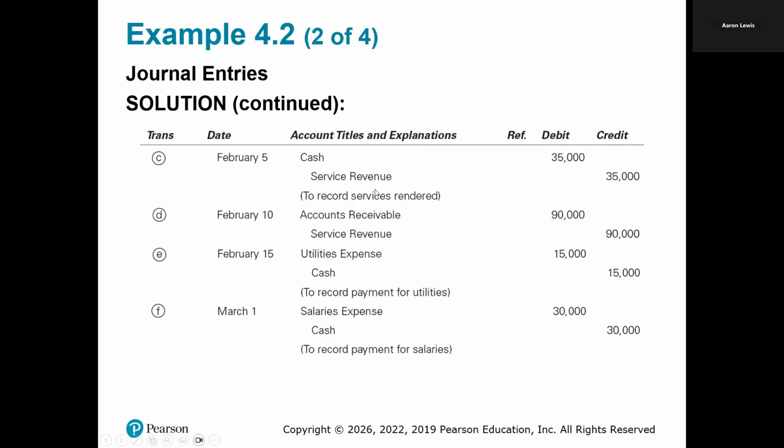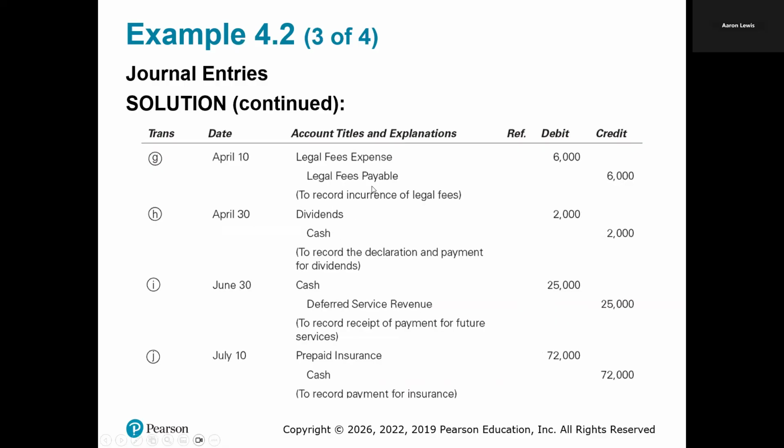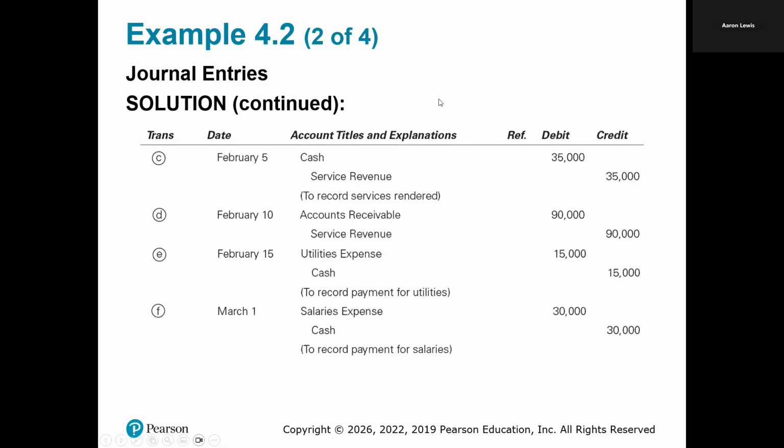If you provide a service to somebody, the asset that you're receiving for providing that service is always going to be your debit because it's going up. Like if you're providing a service to someone and they're paying you $35,000 at the time, that's a definite increase to your cash. Cash is an asset, goes up on the debit side, so we'd have to debit cash for 35,000.